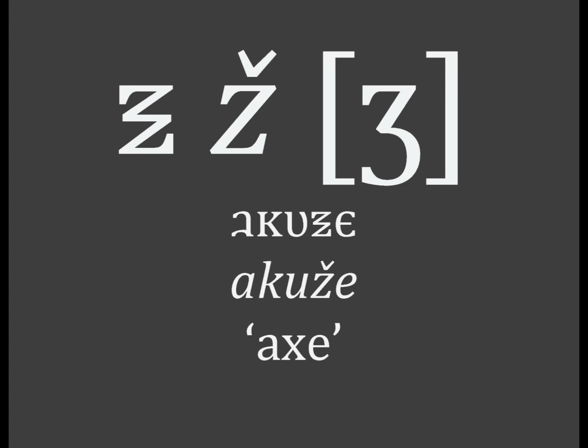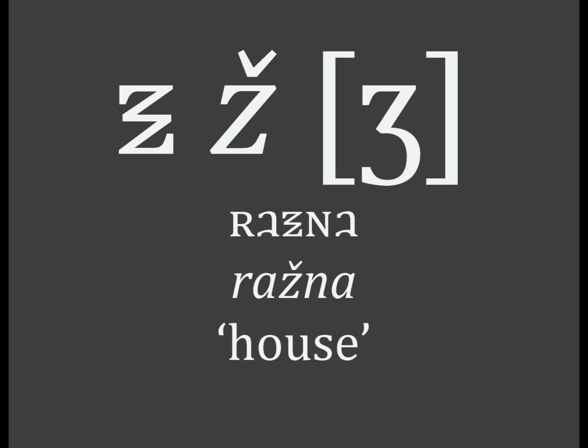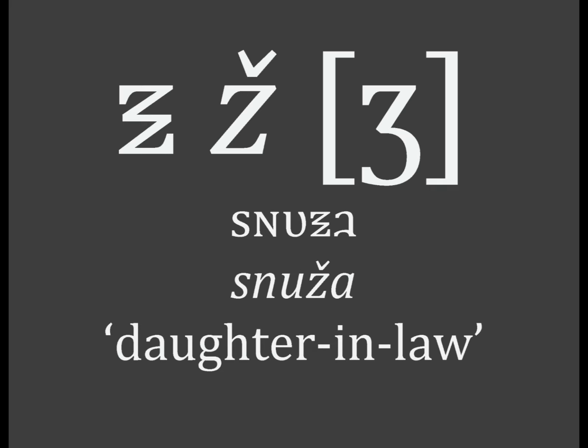Akuje means axe. It is pronounced like the letter S in vision, or J in the French jamais. Like Evi, akuje cannot occur at the beginning or end of a word. It is transliterated as a Z with a hachek. Thrija, three. Rajna, house. Snuja, daughter-in-law.